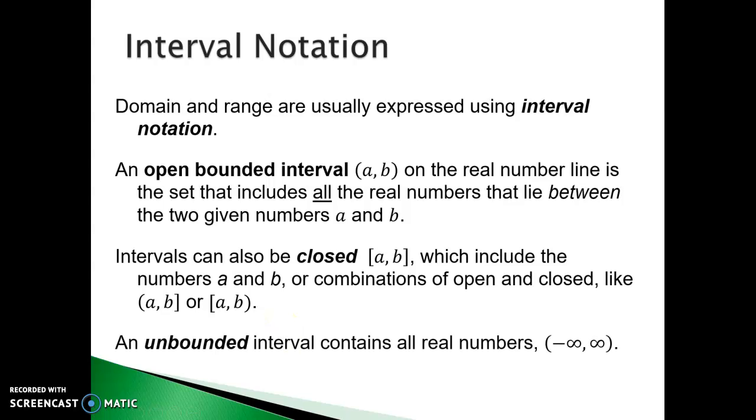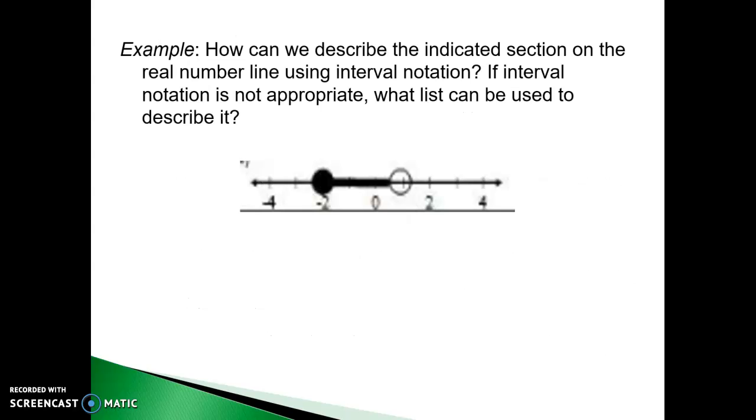An unbounded interval contains all real numbers from negative infinity to positive infinity. There's open bounded where you do have open endpoints. There's closed where you have closed endpoints. And then unbounded means that it's all real numbers. Something to keep in mind, you're never going to have a closed bracket on infinity because infinity itself is not a number, it's an idea. So you can't have a closed bracket on an idea. Anytime you see infinity or negative infinity, that should always be an open parenthesis.